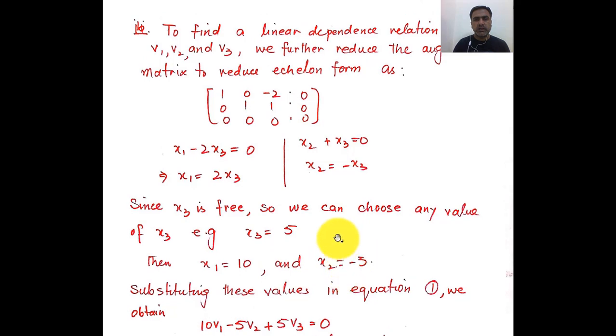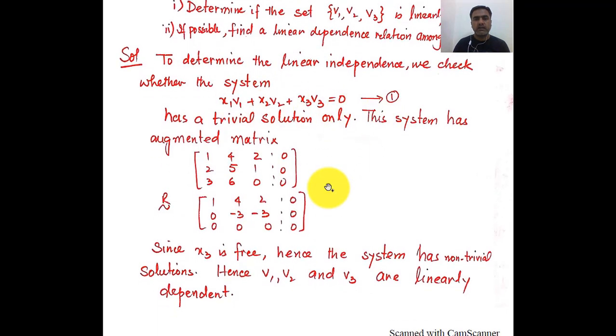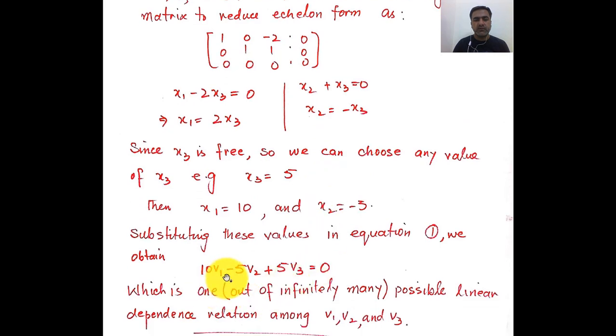And if we substitute these values in this relation number 1, what do we have? We have 10v1 minus 5v2 plus 5v3 equals 0, which is 1 out of infinitely many, because we know that the system has non-trivial solutions, so there are infinitely many solutions, and this is of course one of the possible linear dependence relations among v1, v2 and v3. And hence if a set of vectors is linearly dependent, then there are, of course, infinitely many linear dependence relations among the vectors of that set.